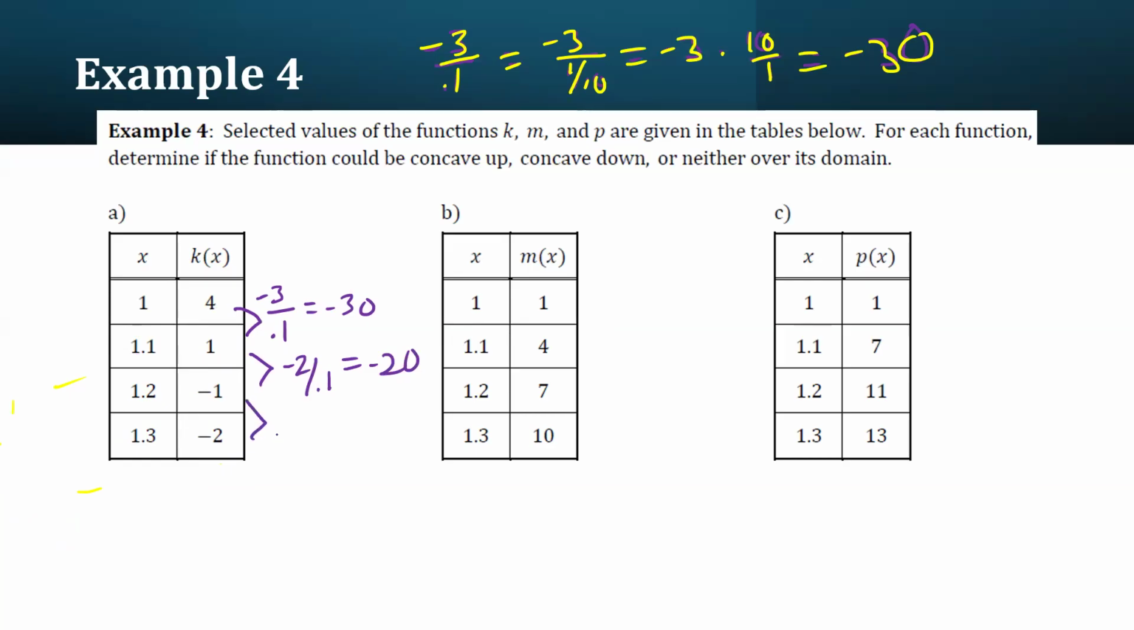All right, negative 2 minus negative 1. Good job. 1.3 minus 1.2, 0.1, negative 10. Which is negative 10.